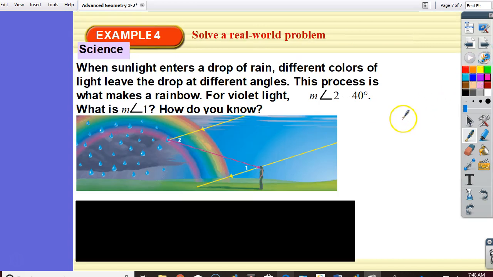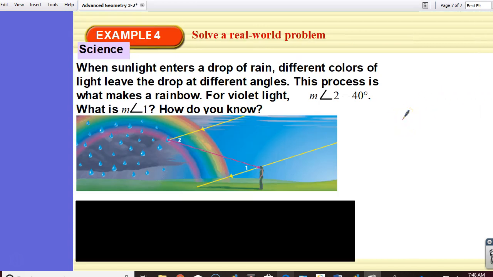When sunlight enters a drop of rain, different colors of light leave the drop at different angles. This process makes a rainbow. For violet light, the measure of angle 2 is 40 degrees. What is the measure of angle 1, and how do you know?